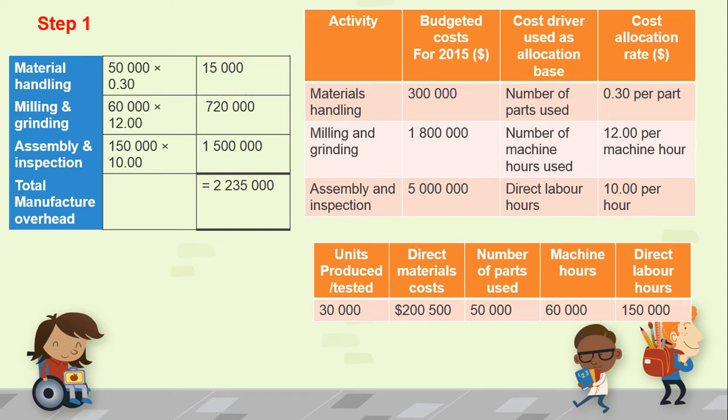The second one, which is the milling and grinding, you just need to take the machine hours times the cost allocation rate, which is $12 per machine hour, and you'll get the amount that you need. For the third one, which is assembly and inspection, you just need the direct labor hours times the cost allocation rate, $10 per hour, and you'll get the amount that you need. So total up all the material handling costs, milling and grinding costs, and the assembly and inspection costs, and the total manufacturing overhead will give you 2,235,000, which is shown here.